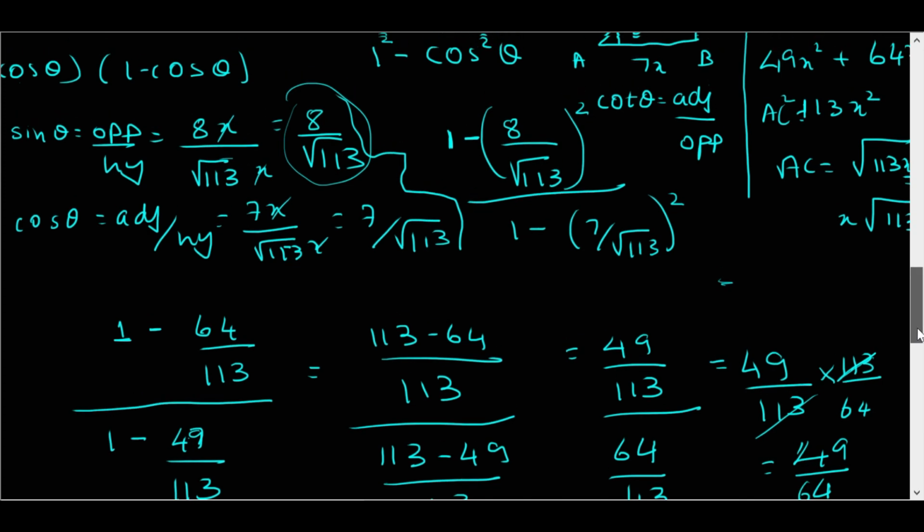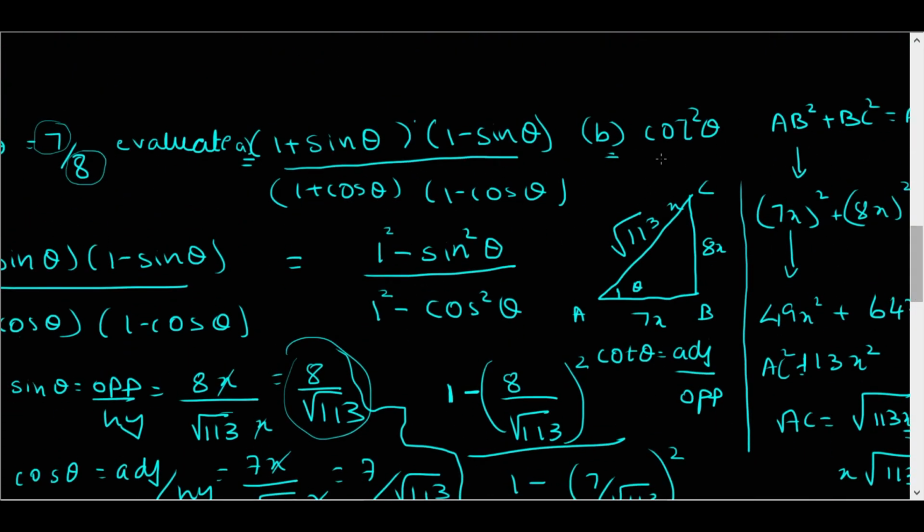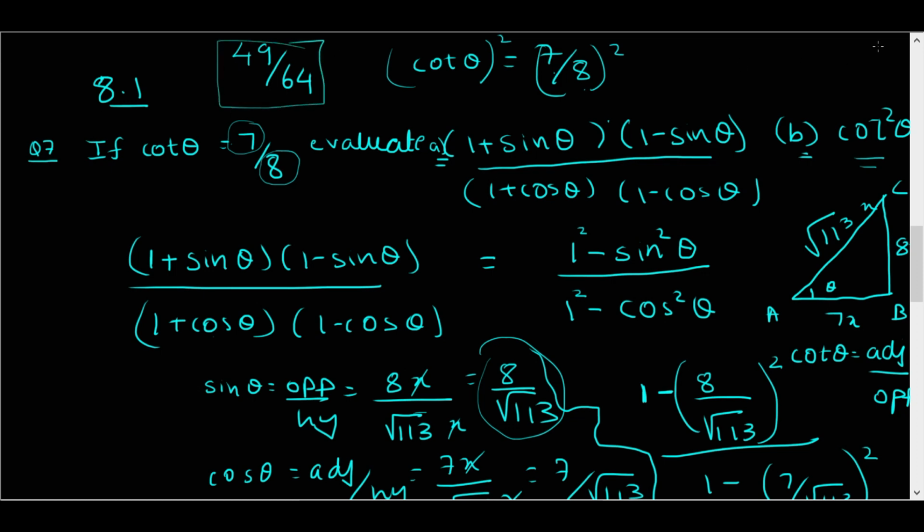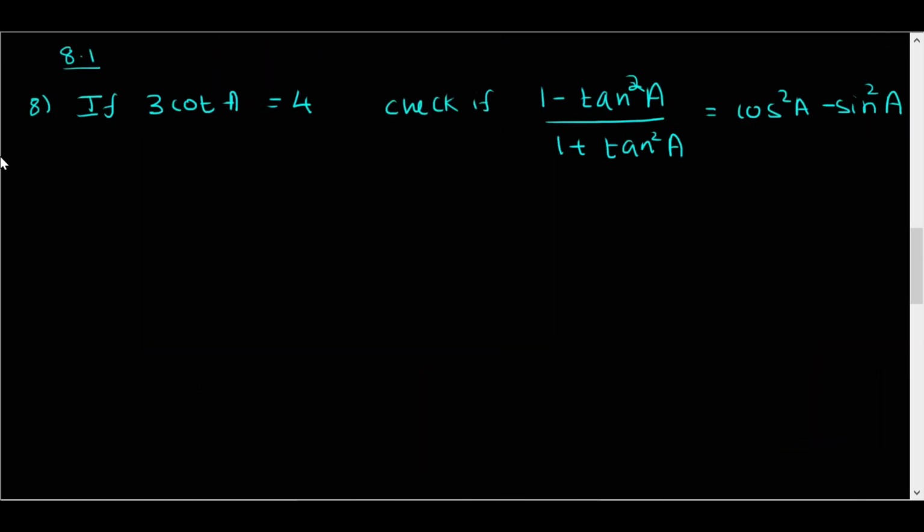Now I also need to find cot theta the whole square. I already have the value of cot theta. Cot theta was already given to me as 7 by 8. Now square of this value, that's cot theta the whole square, is equal to 7 square by 8 square, that is 49 by 64.